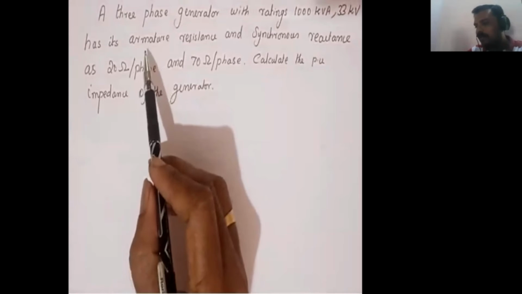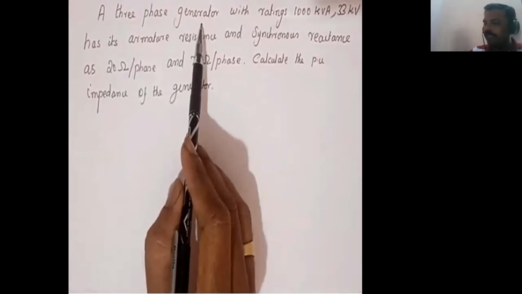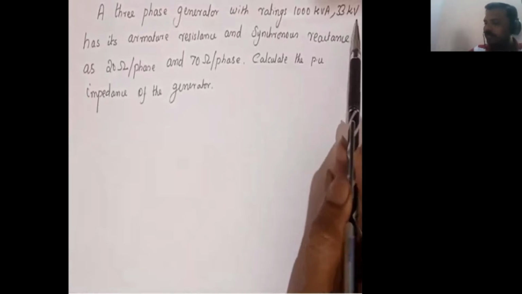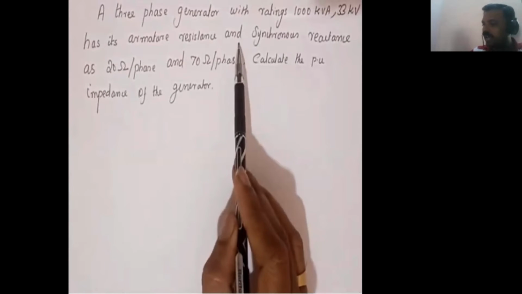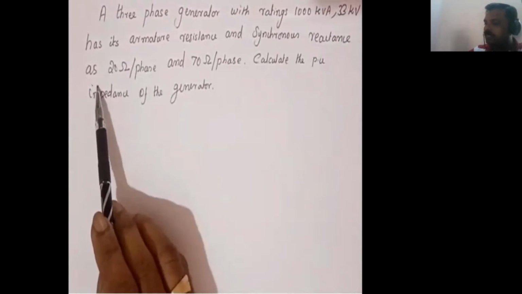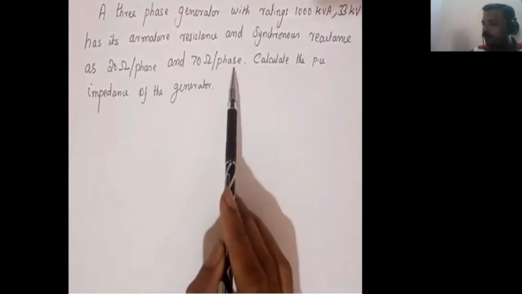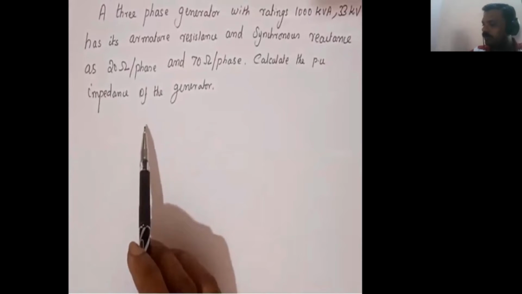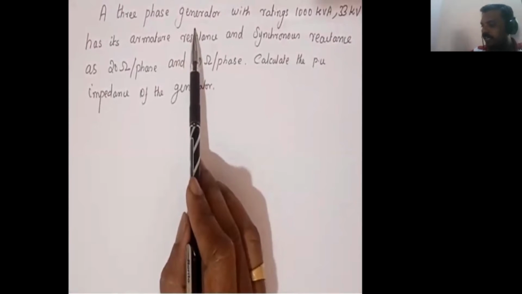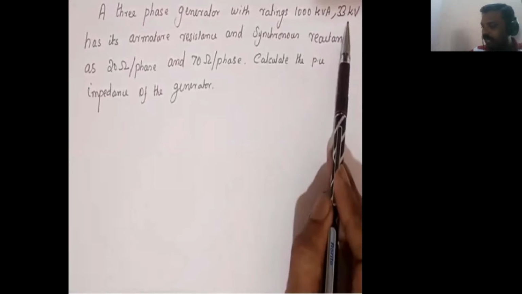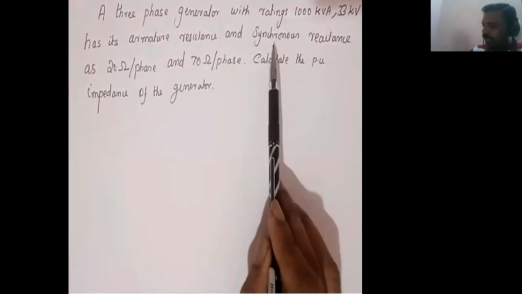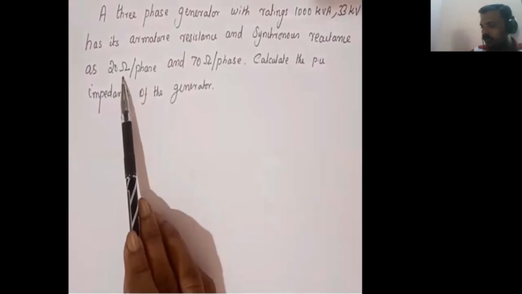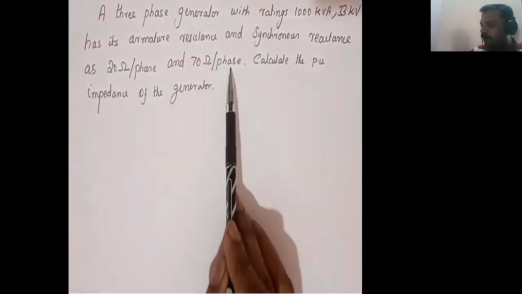Now let's see one example problem. A three-phase generator with ratings 1000 kilovolt ampere, 33 kilovolt has its armature resistance and synchronous reactance as 20 ohm per phase and 70 ohm per phase. Calculate the per unit impedance of the generator. Here only one component, a three-phase generator, and its ratings are given. Then the actual resistance and reactance of the synchronous generator are given: the resistance 20 ohm per phase, reactance 70 ohm per phase.